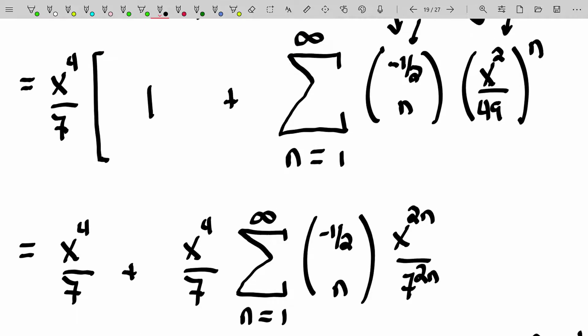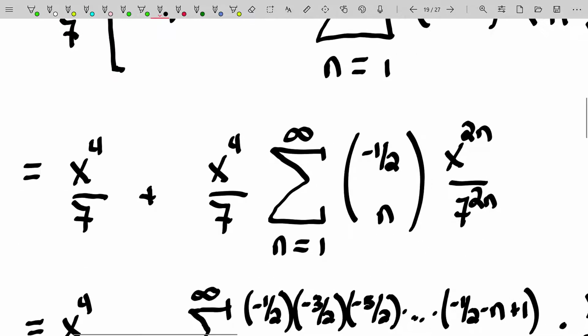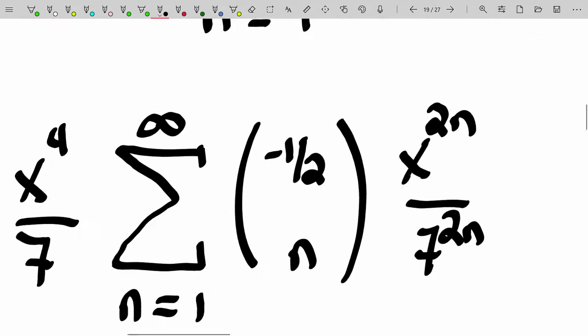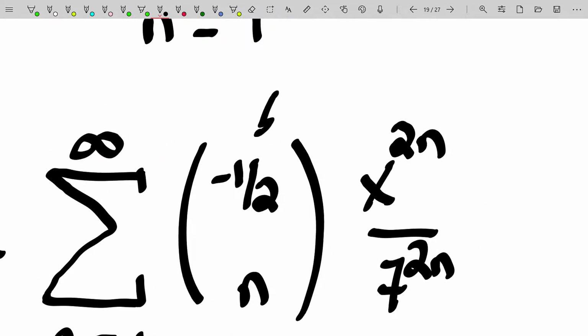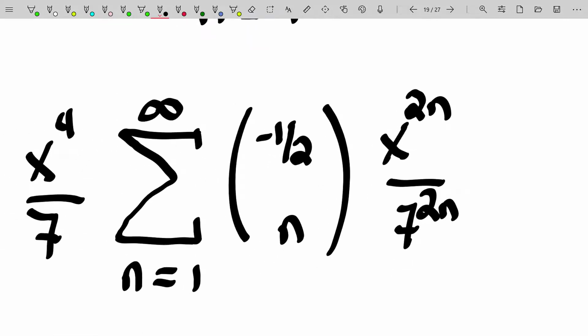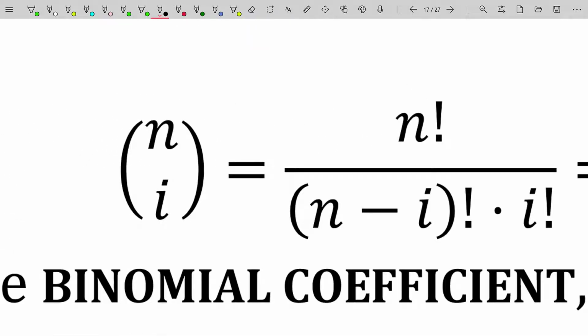I also cleaned up, by the way, x squared to the nth is x to the 2n, and 49 to the nth as well: 7 squared to the nth, or 7 to the 2n. So that's where I got there. Again, I'm just rehashing an example I did in class for my students. And you should note that there is a choose notation formula, which generally involves factorials, that you learned back in your pre-calculus course. And that formula is this one right here.